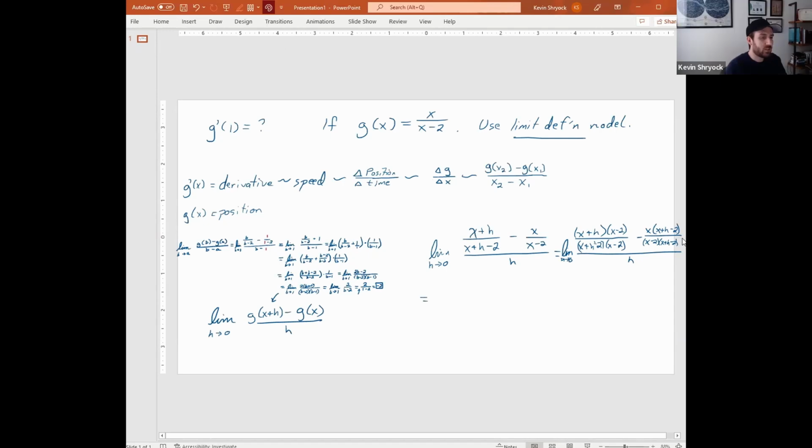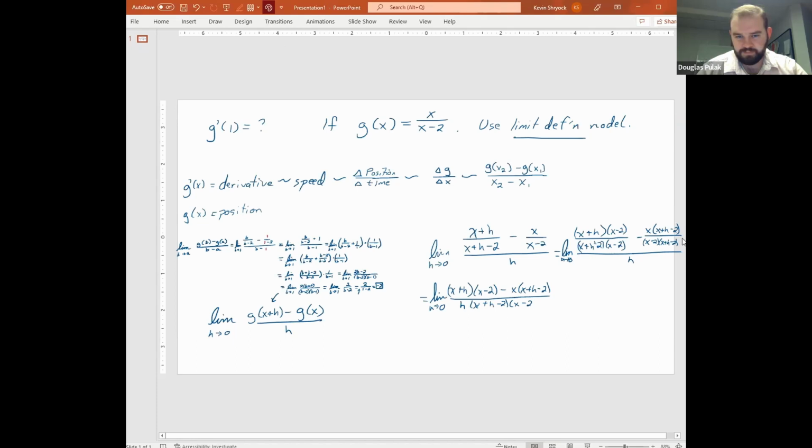So then on the next line, I have common denominators, so I can squish it all together. I've got x plus h times x minus 2, that's the first numerator, minus x times x plus h minus 2, that's the second numerator, divided by a common denominator of x plus h minus 2 times x minus 2. And then it's all being divided by h, so that's like having the h on the denominator as well, and we have this new limit.